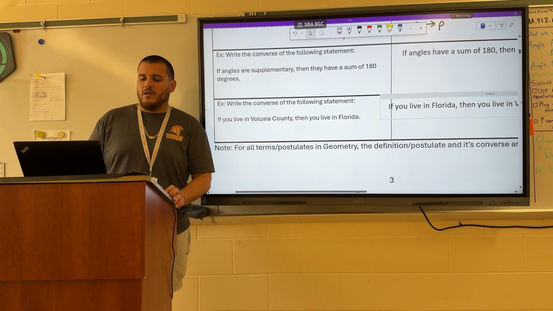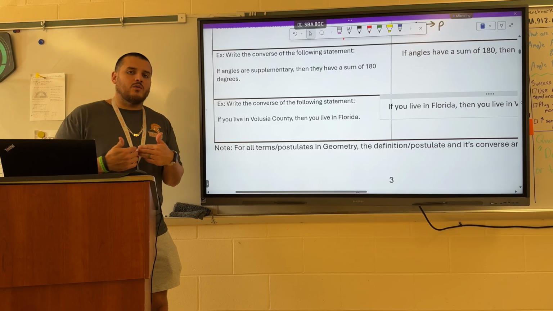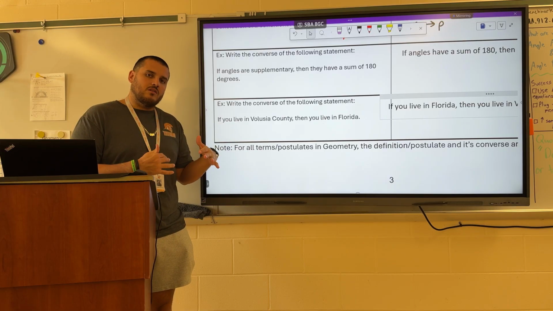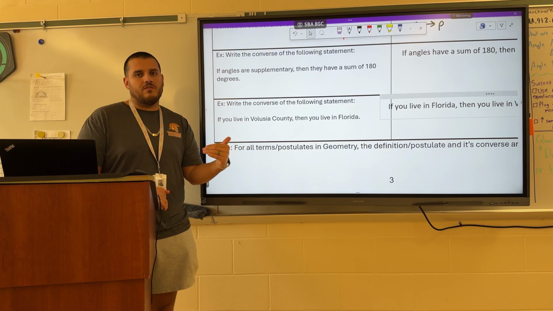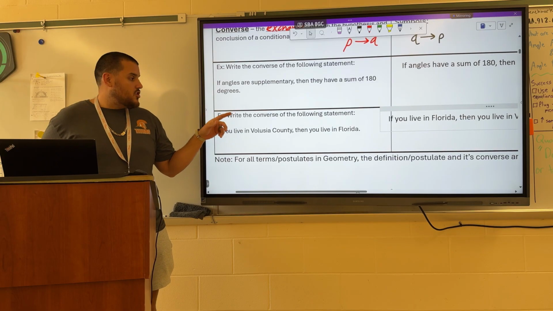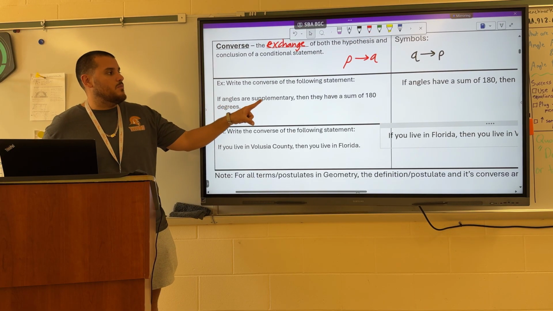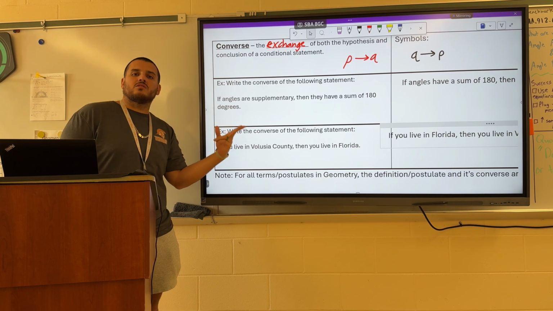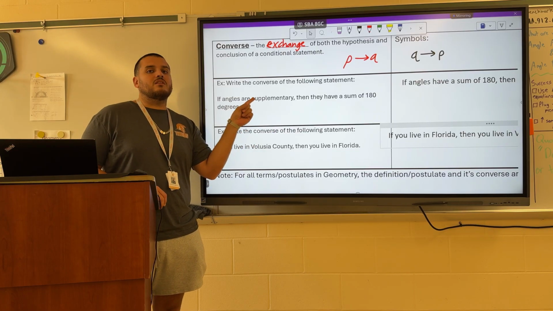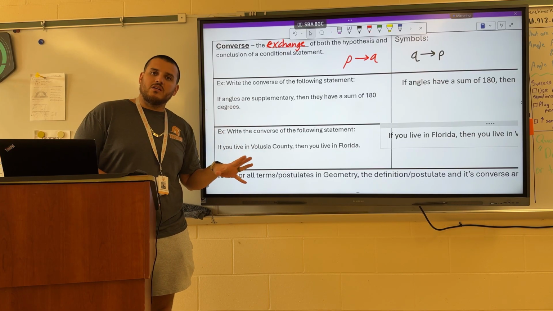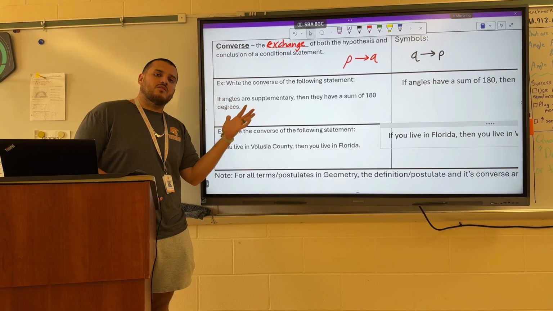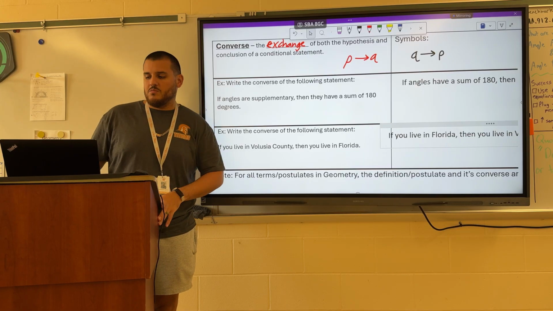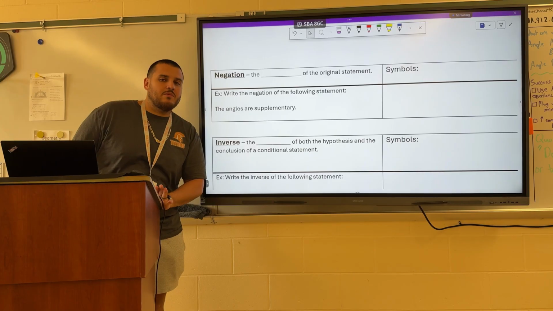And this brings us to an important note here, right? For all the things that we learn of in geometry, all of our postulates, all of our theorems, all of our definitions, they're only true if the conditional and the converse of them are true, right? And this is shown in this example here. If angles are supplementary, then they have a sum of 180 degrees. That's true. The converse of it is also true. If angles have a sum of 180 degrees, then they are supplementary. All things that we learn in geometry follow this. If we write the converse of a conditional statement in geometry, it must be true for all things that we learn in this subject.